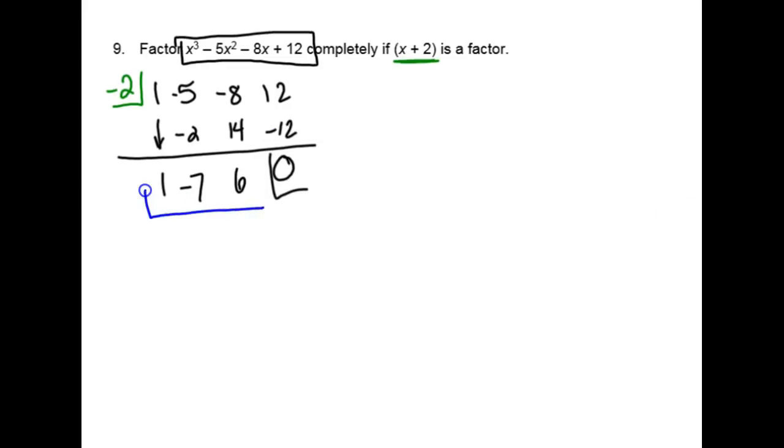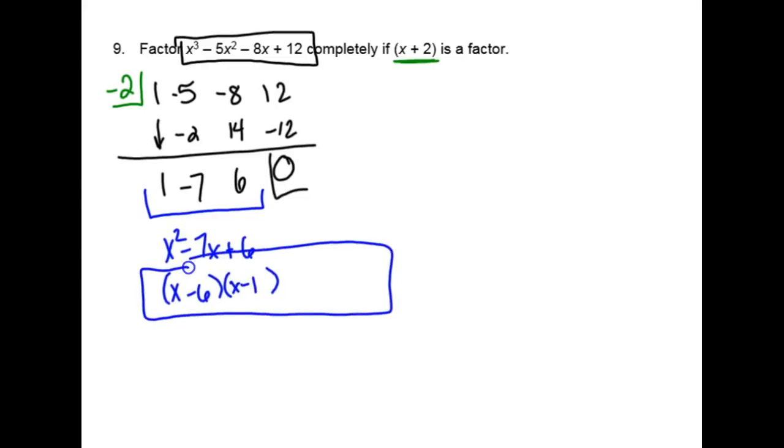So now this leftover quotient here, these are the coefficients to what's left over. So this is x squared minus 7x plus 6, which then you guys got to go ahead and take further factoring. So x minus 6 times x minus 1, but that is not your final answer, because remember, you had that original given factor, which was x plus 2. So that's going to be your final answer, and be careful on that question. Again, it's multiple choice, so it's designed to be tricky and try to distract you from the right answer.